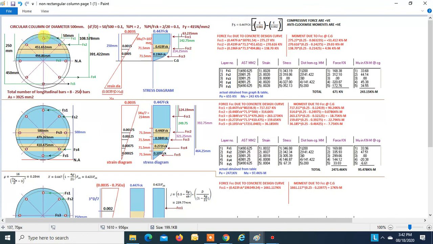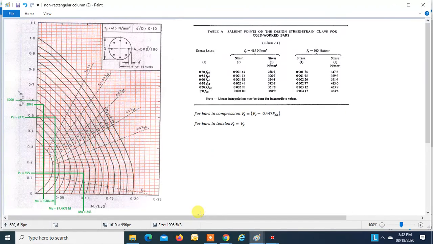Simple. Find the strain from the strain diagram. So the strain is found to be 0.0028. This is for Fs1, right? Once you know the strain, you can always use this table. 0.0028 falls between these values. You can find the stress.